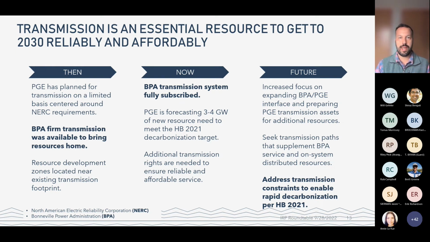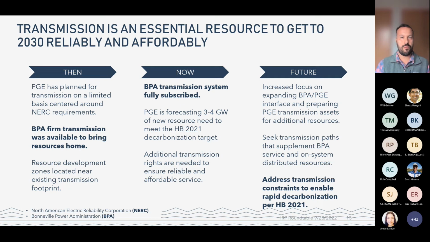PGE is fairly uniquely situated in having a fairly small service area that is almost entirely surrounded by Bonneville Power Administration, a federal entity that operates a transmission system here in the West. And in past integrated resource plans, PGE has pointed heavily to transmission capacity that was available on BPA's system to bring resources from elsewhere in the West and deliver it to PGE's physical transmission assets so that we can take that to customers.